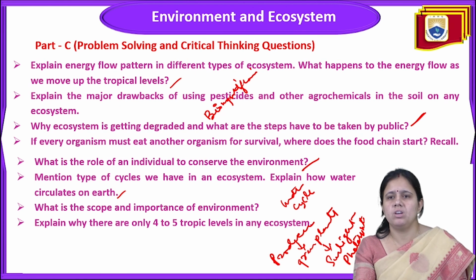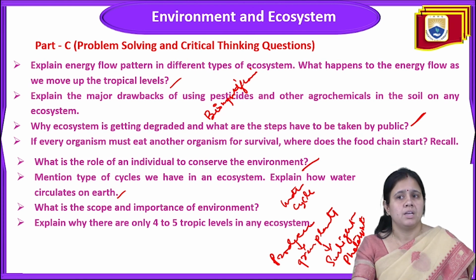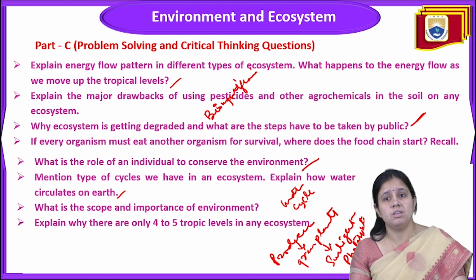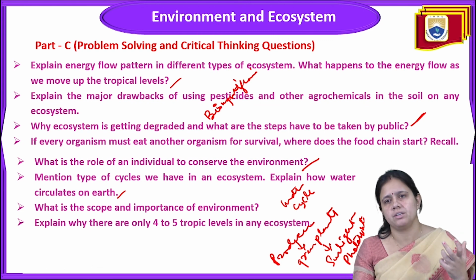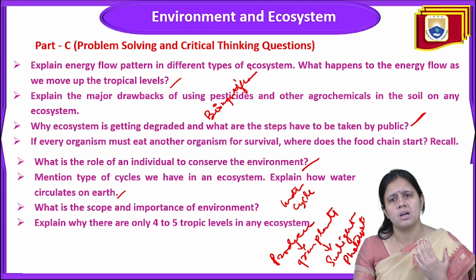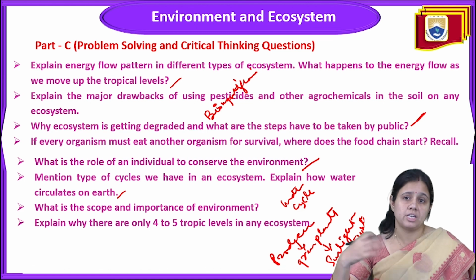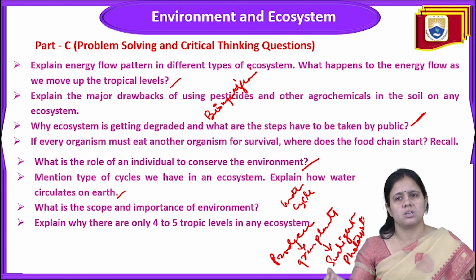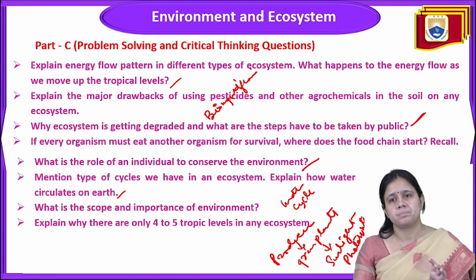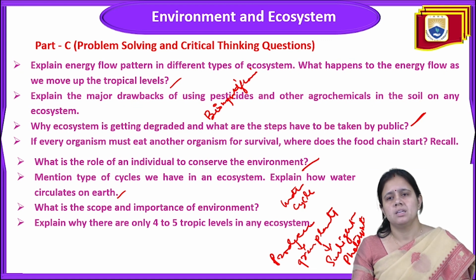And then: why are there only 4 to 5 trophic levels in an ecosystem? In any ecosystem, it is divided into 3 to 4 trophic levels, because it starts from the producer, and those organisms that eat the producer are consumers, and then there are secondary consumers, then tertiary consumers, then decomposers. Only 4 to 5 should be there, because on the basis of their modes, one organism has to eat another organism. That's why different trophic levels are there, and it will be divided into 4 to 5 levels only.